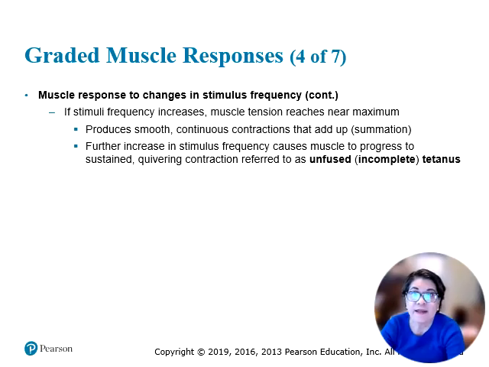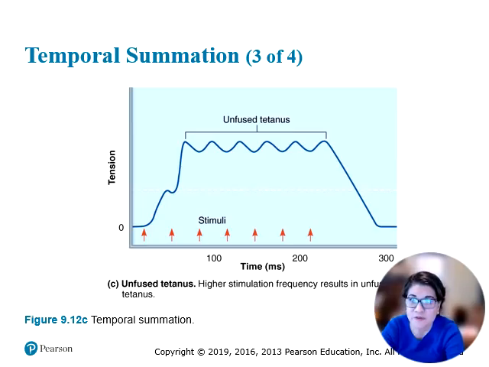Okay, and then muscles are going to respond to stimulus frequency, like how many times they are stimulated. If you keep stimulating the muscle, it's going to reach a maximum, and you're going to have continuous contractions, and that can result in tetanus, where the muscle just keeps contracting and doesn't release. So here's unfused tetanus, and then finally it relaxes, and these are all stimuli.